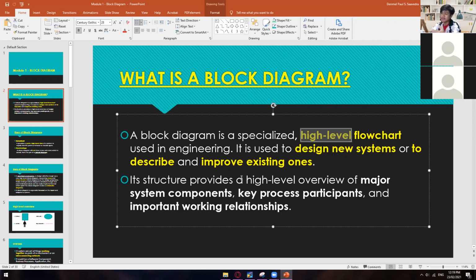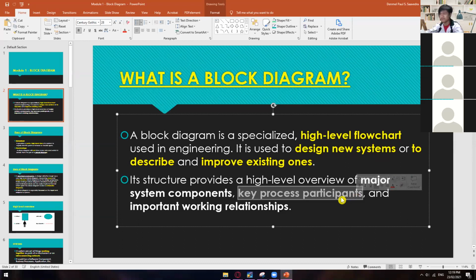When you get to the point where you include the detailed components inside that system, we call that a schematic diagram. It is not a block diagram anymore. Of course, we also have the key process participants, the input and the output, which in a block diagram we call actors. We have the customer or user, and then the system or the company, and other important working relationships.